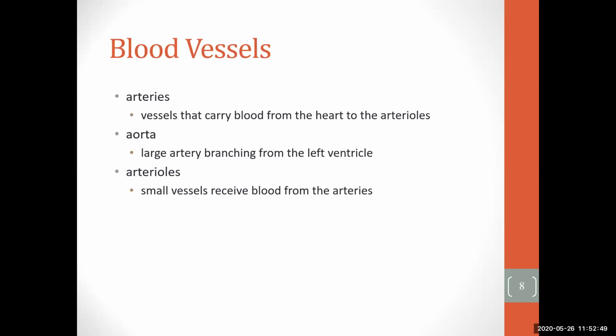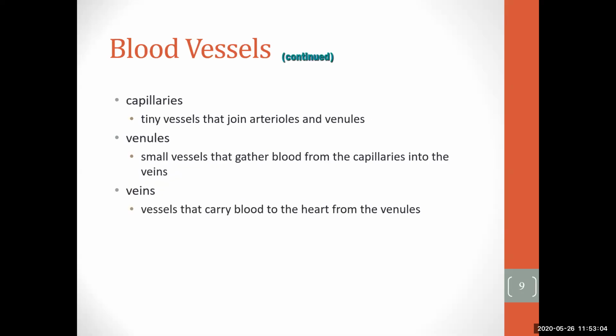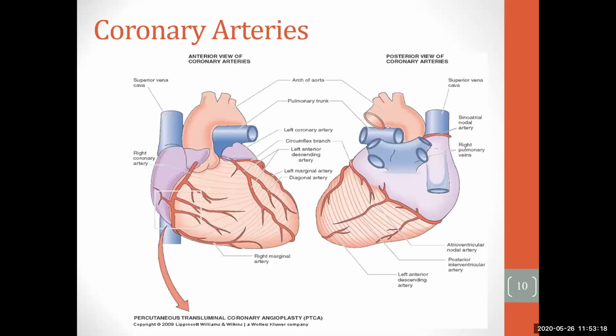When we look at some of the vessels, arteries carry blood from the heart to the arterioles, and arterioles are small vessels that receive blood from the arteries. The aorta is the large artery branching from the left ventricle. Capillaries are tiny vessels that join arterioles and venules, and venules are small blood vessels that gather blood from the capillaries into the veins, and veins carry blood to the heart from the venules.